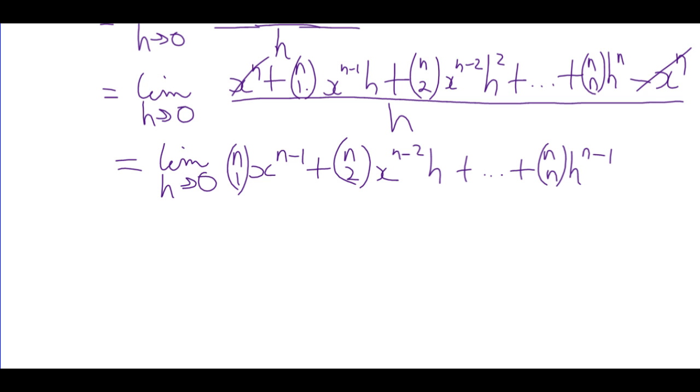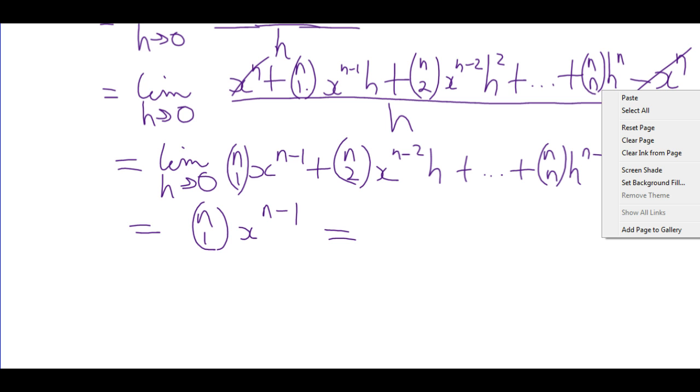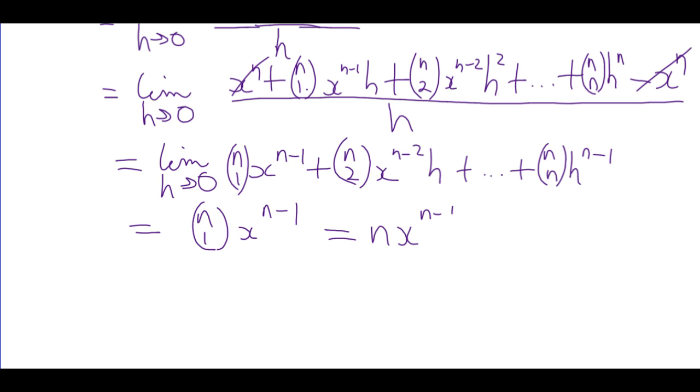Now, as h approaches 0, what happens to each of the terms? This term no longer has an h, right? But each of these do. So as h approaches 0, what happens to all of these? Gone. So we got n choose 1, x to the n minus 1. What's n choose 1? n. And there we go. Power rule proved.